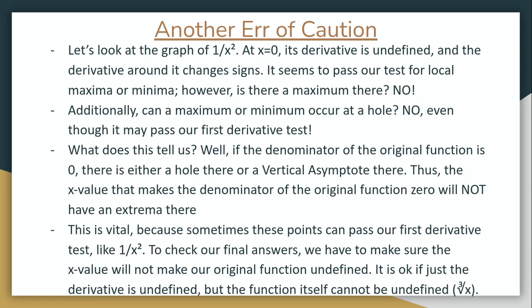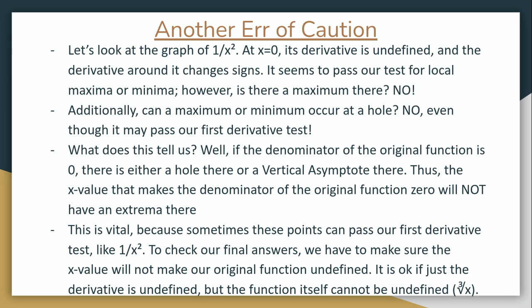This is vital because sometimes these points can pass our first derivative test and be sneaky, like 1 over x squared. But to check our final answers, we have to make sure that the x value will not make our original function undefined. It is okay if just the derivative is undefined, but the function itself cannot be undefined.